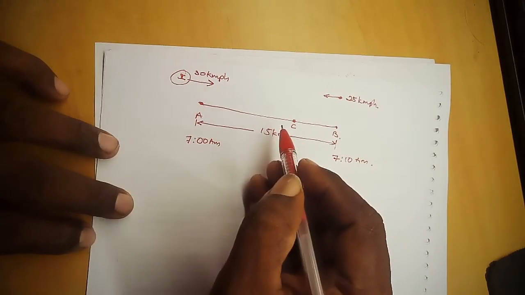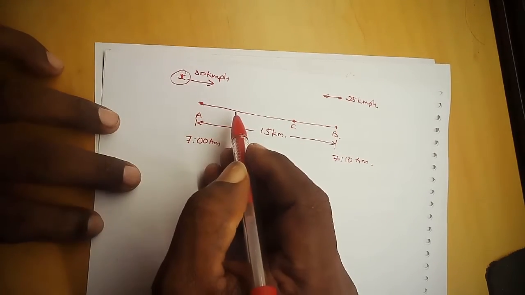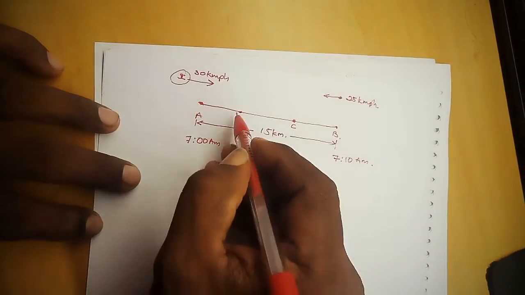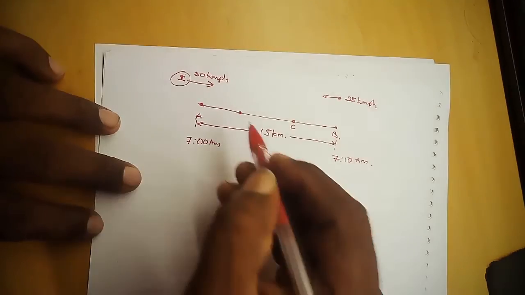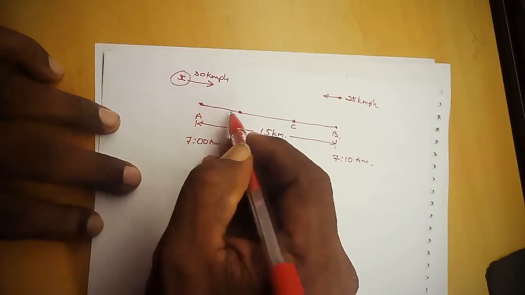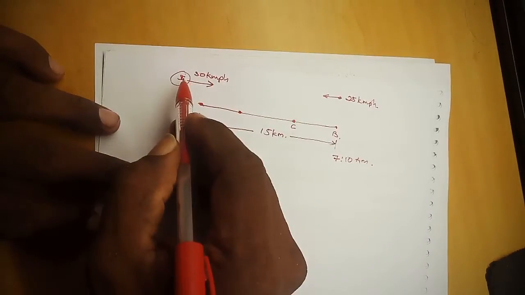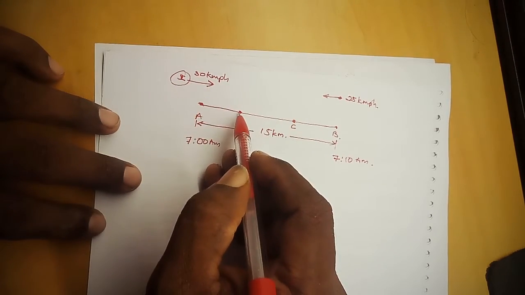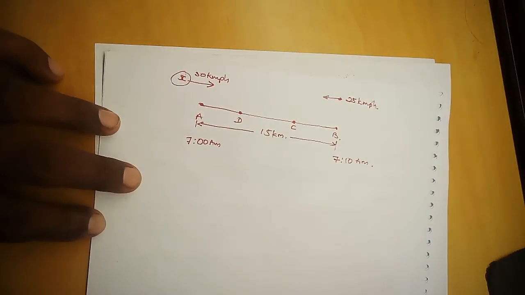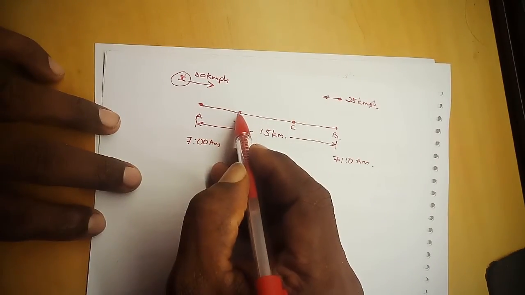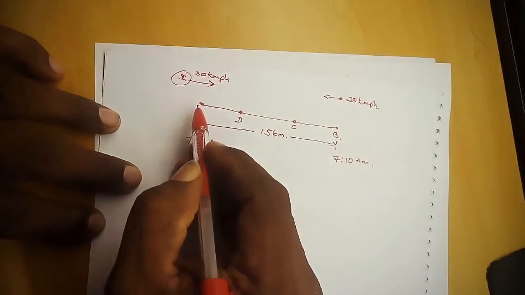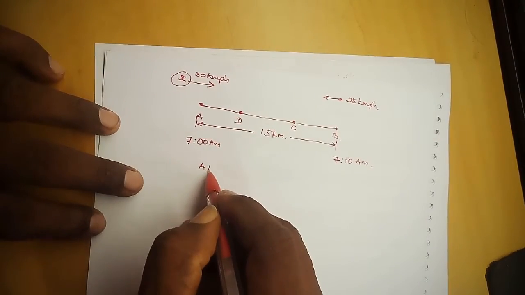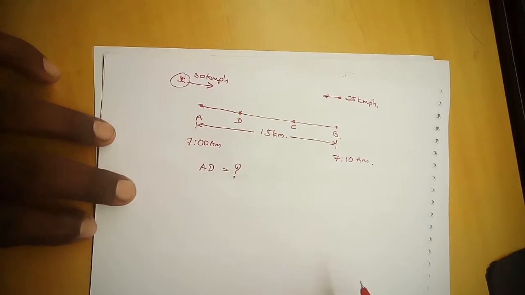First we have to find out at 7:10 a.m. where this X will be. Within 10 minutes, which is the time he has taken, traveling at 30 km/h, he will reach a point D. First we have to find out where D is. This distance AD we want to find out. AD is equal to how much?